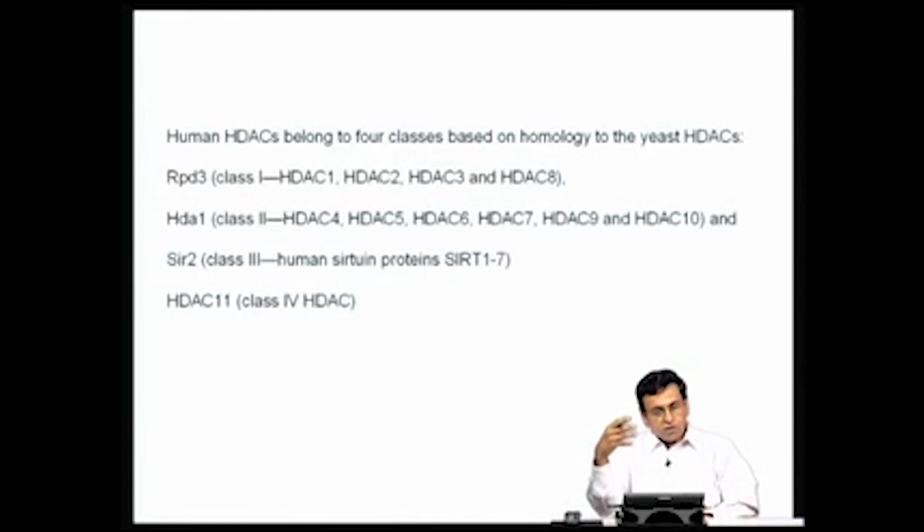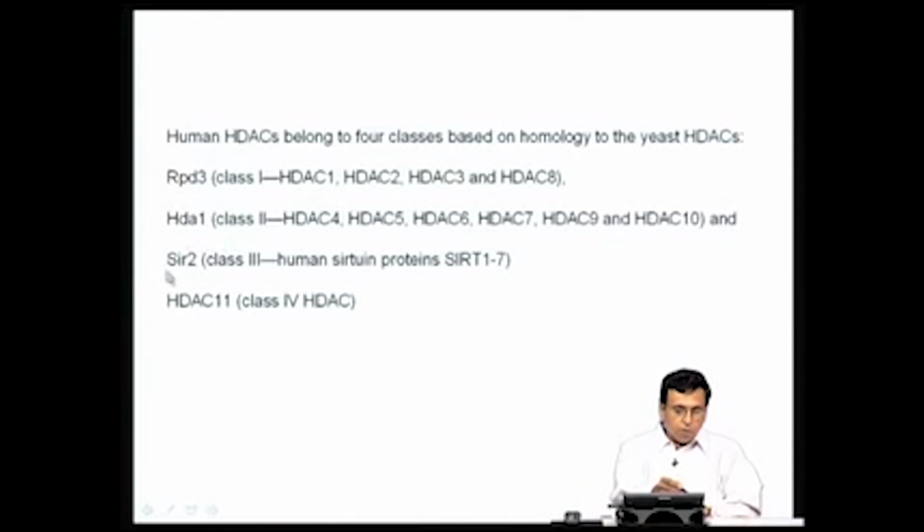As I mentioned, a number of HDACs have been discovered in various eukaryotes, and these have been classified into a number of families for ease of study. For example, the human HDACs belong to 4 classes based on their homology to the yeast HDACs, and these are called the RPD class, HDA1 class, SIR2s, and HDAC11 class. Class 1, class 2, class 3, and class 4, and there are various members of these classes.